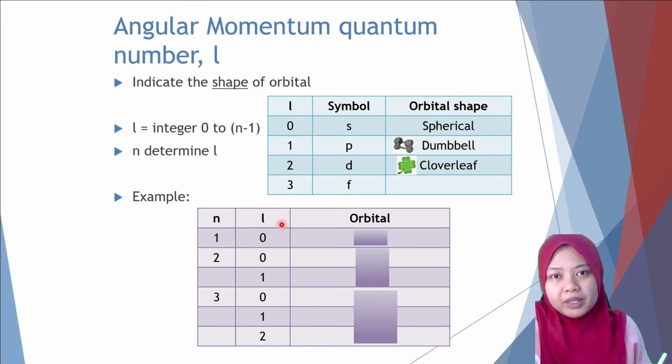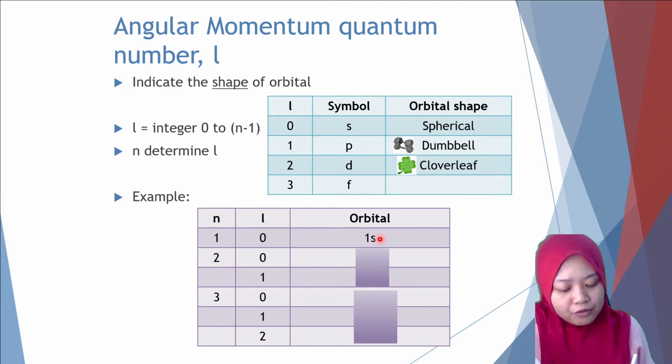After you get the code number for this angular momentum quantum number, then you can identify the orbital. For n equal to 1, l equal to 0. l equal to 0 represents the s orbital. So that means specifically the orbital is 1s.